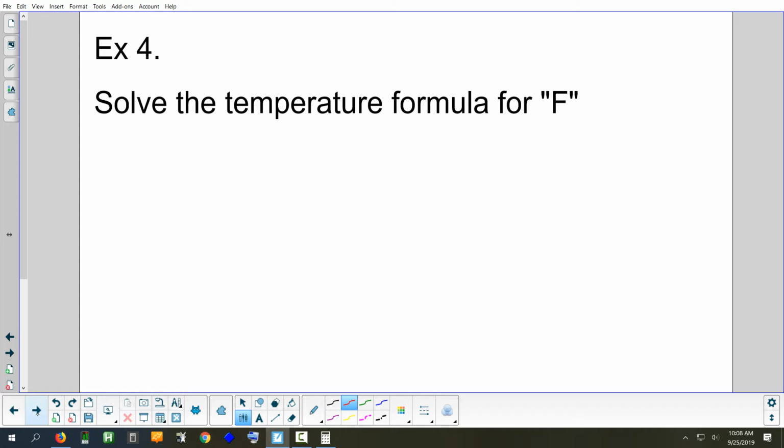Okay, so first thing, let's change it to what you guys have. Solve the distance formula for R. Okay, can somebody give me the distance formula? D equals RT. Okay, is that a literal equation? Yeah. Why? Because there's 3 variables. There you go. It's got 2 or more letters in it. So yes, that's a literal equation.